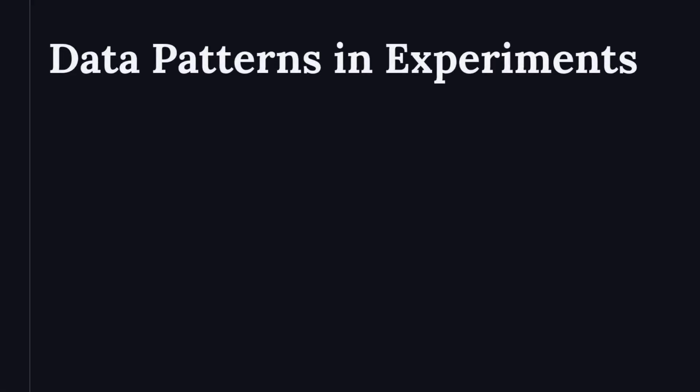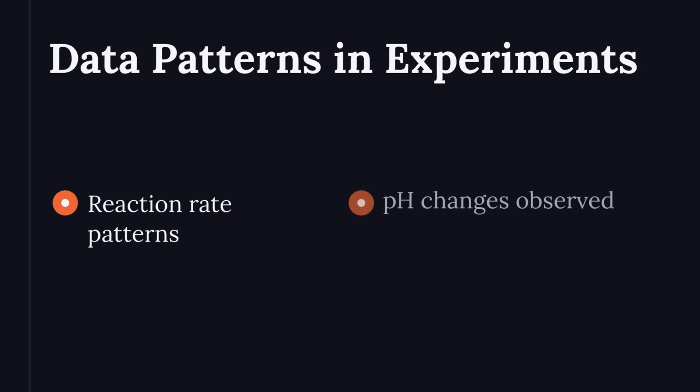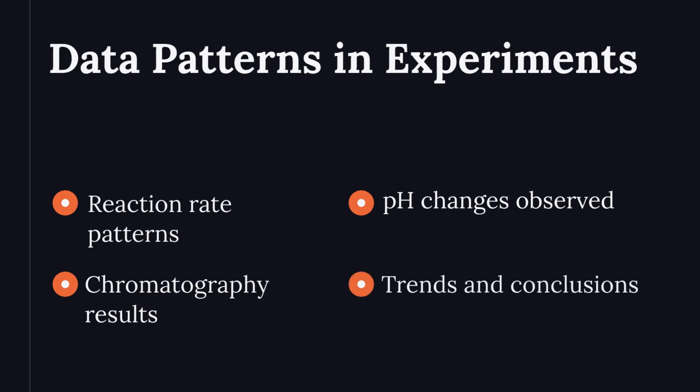Data collected in experiments showed clear patterns. Reaction rate, pH changes, and chromatography results aligned with theory. Trends were consistent, and conclusions were valid. Scientific methods ensured reliable data collection. Experiments confirmed hypotheses and supported chemical understanding.